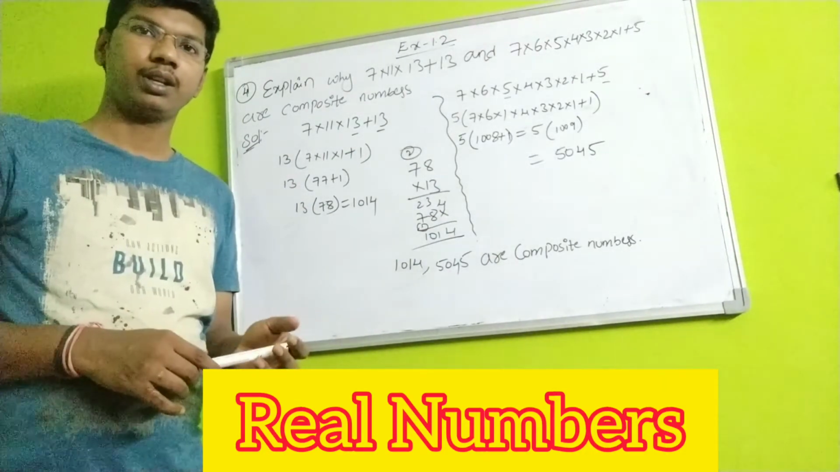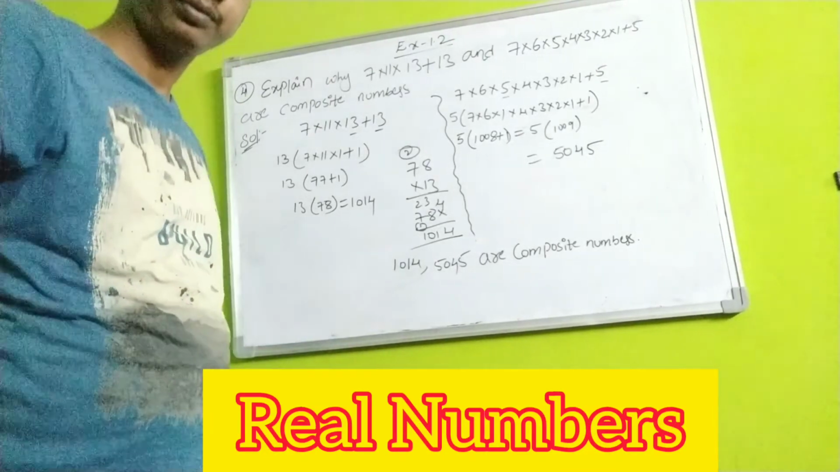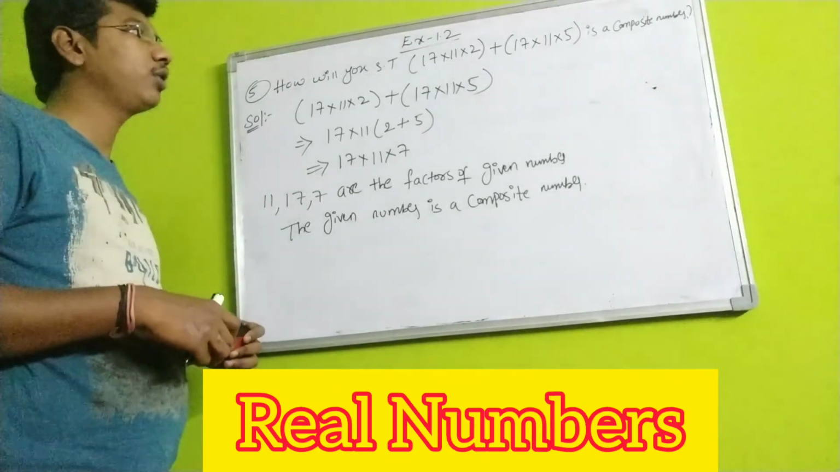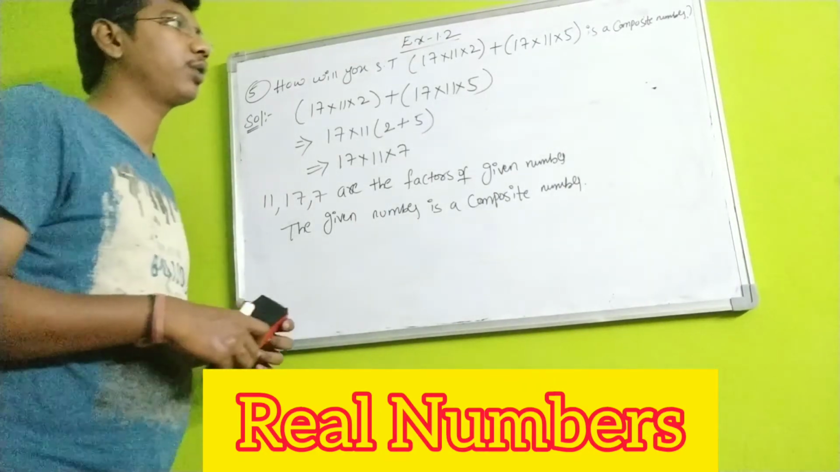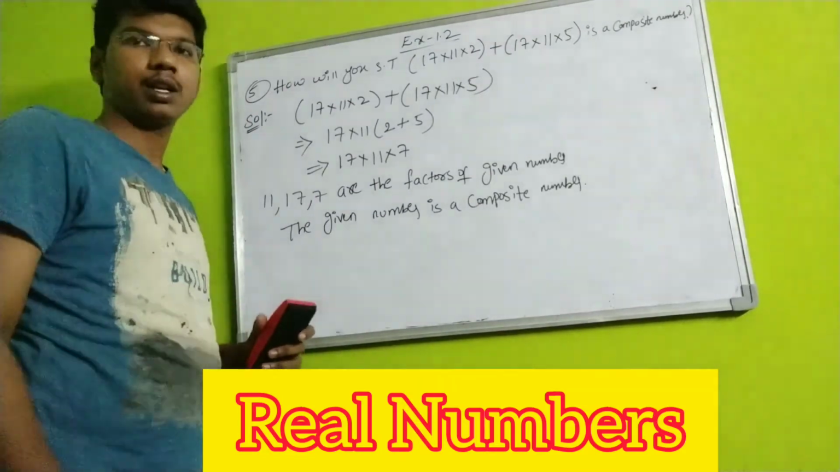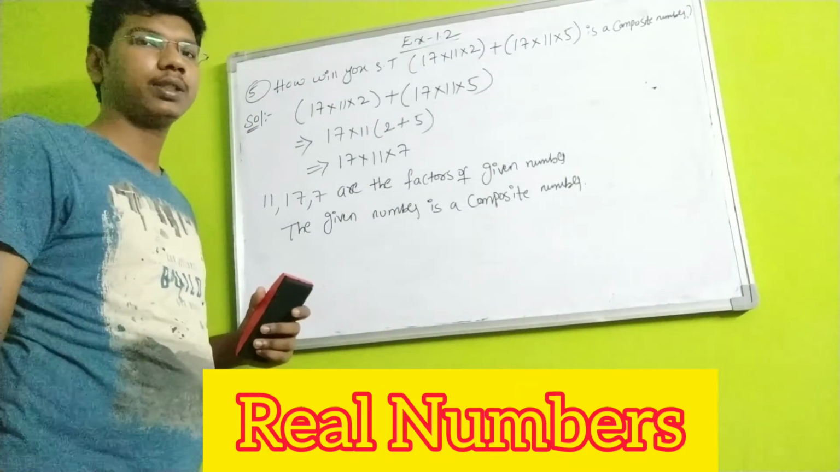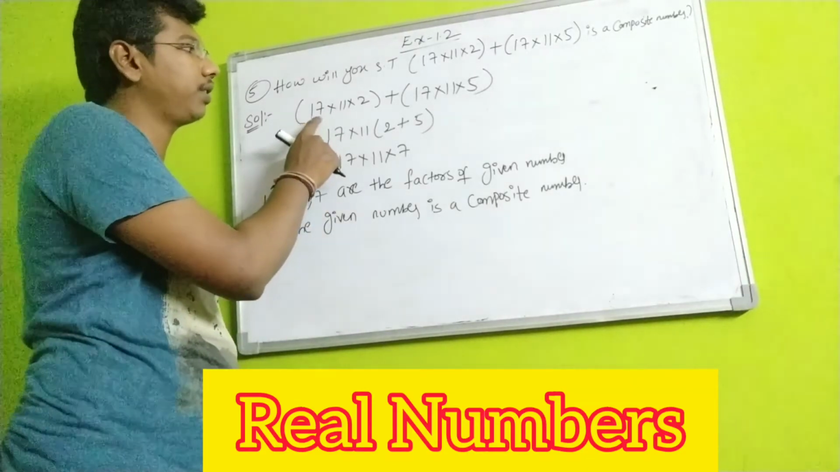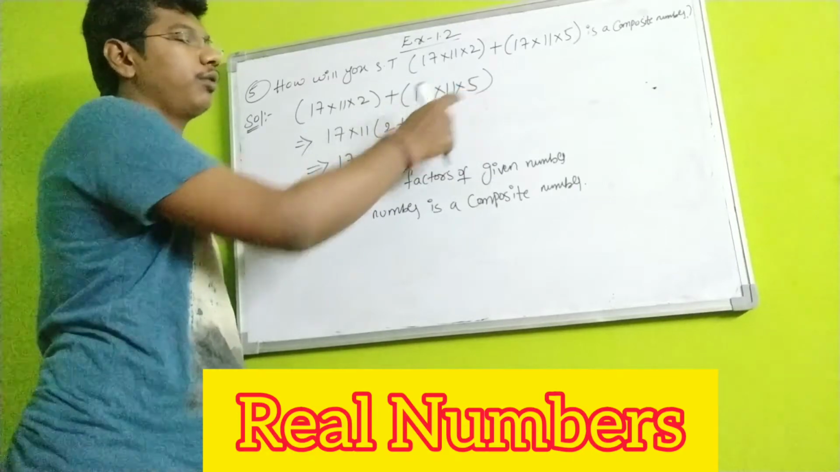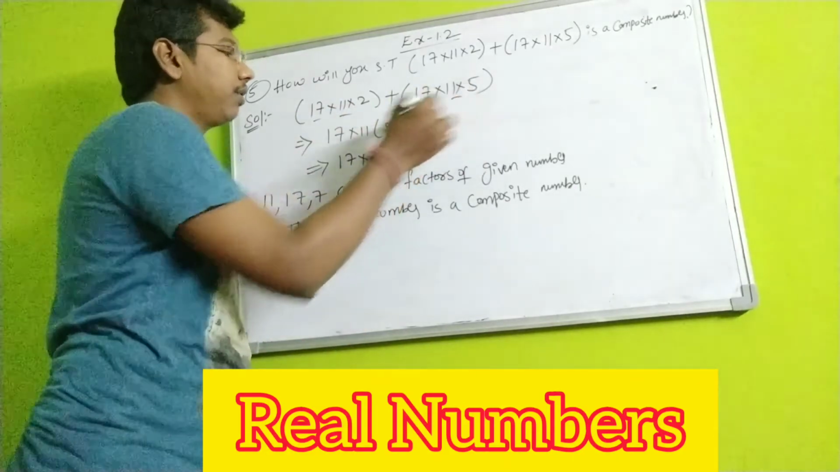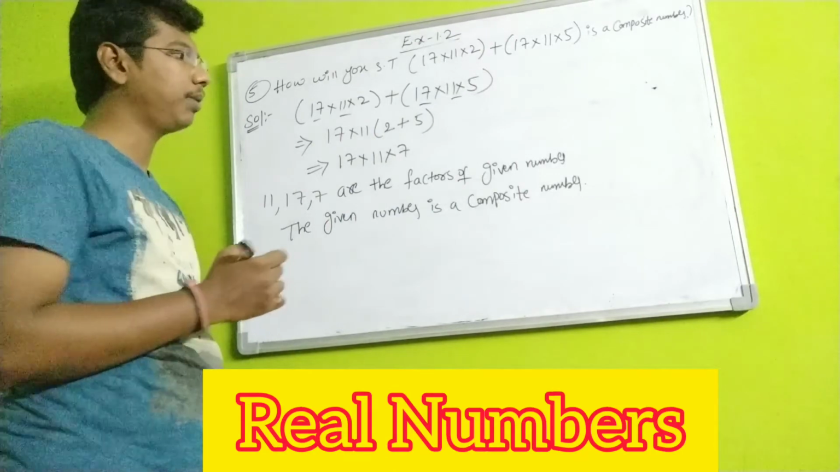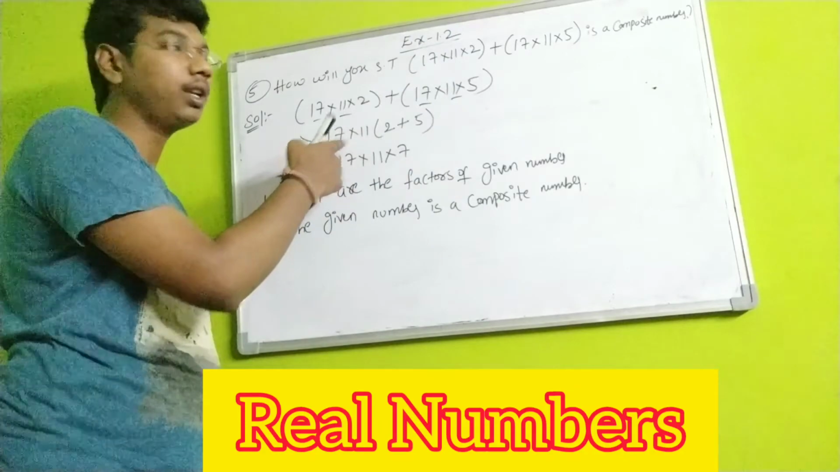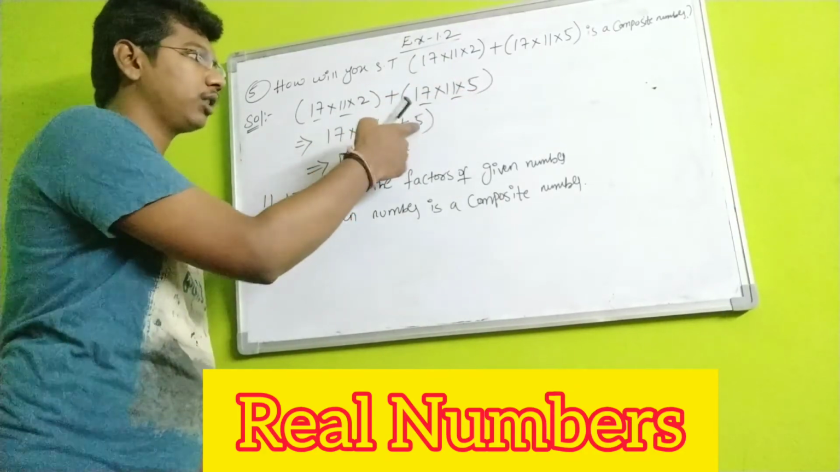That's it. Next, let's see question number 5, students. How will you show that 17 × 11 × 2 + 17 × 11 × 5 is a composite number? It's a very easy problem, students. It is a 1 mark question. Let's see the solution. Write the two terms 17 × 11 × 2 + 17 × 11 × 5. You can observe clearly, students, that 17 and 11 are common. Take 17 × 11 common. The remaining terms are 2 plus 5, and 2 plus 5 is 7.